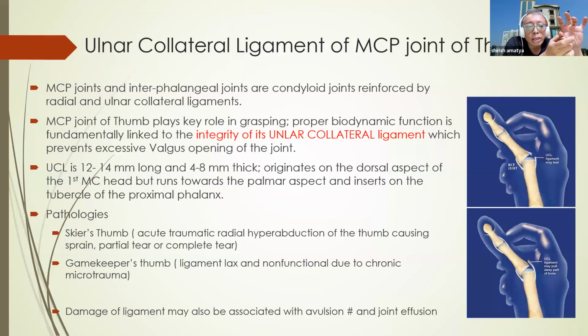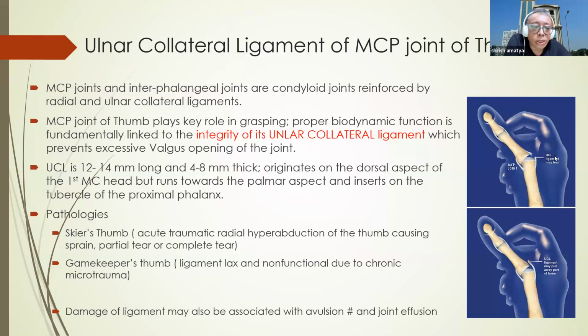If there is a rupture of this ulnar collateral ligament, there will be a valgus opening of the joint, and the metacarpophalangeal joint will not be stable. Normally the ulnar collateral ligament of the metacarpophalangeal joint of the thumb is usually 12 to 14 millimeters in length, and about 4 to 8 millimeters in thickness. It basically originates from the dorsal aspect of the first metacarpal head. It runs towards the palmar aspect, and it is attached to the tubercle of the palmar proximal phalanx.